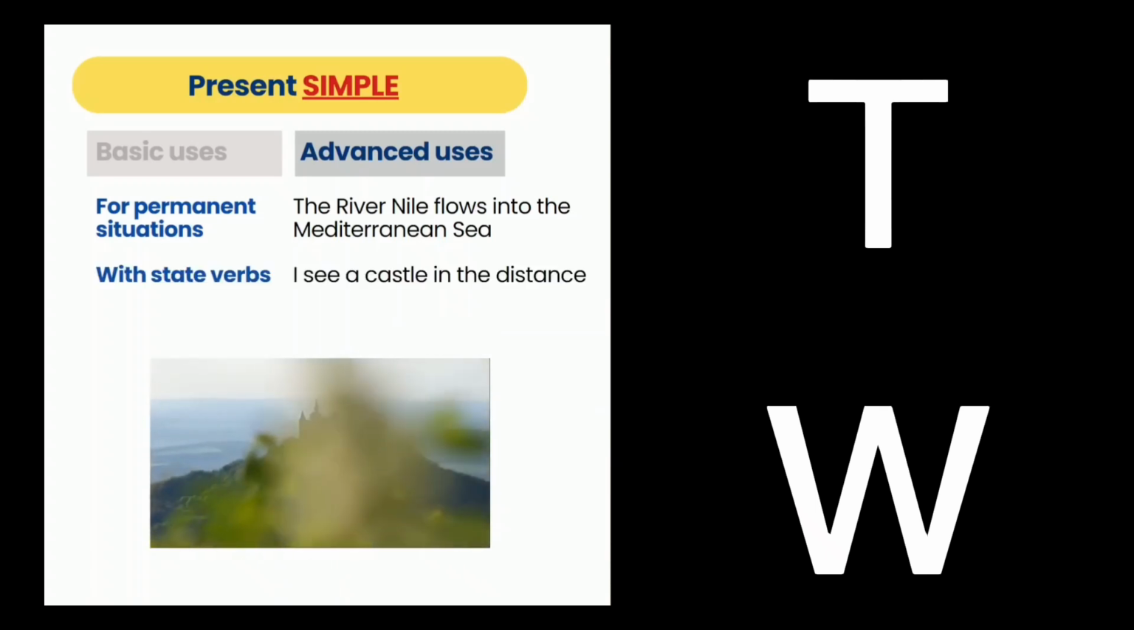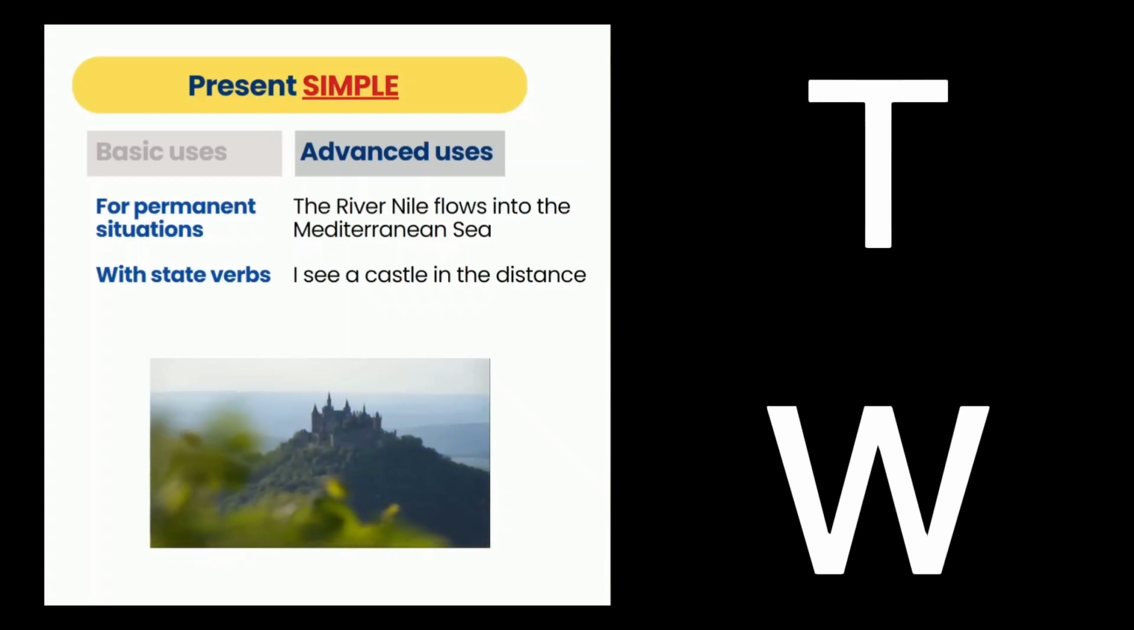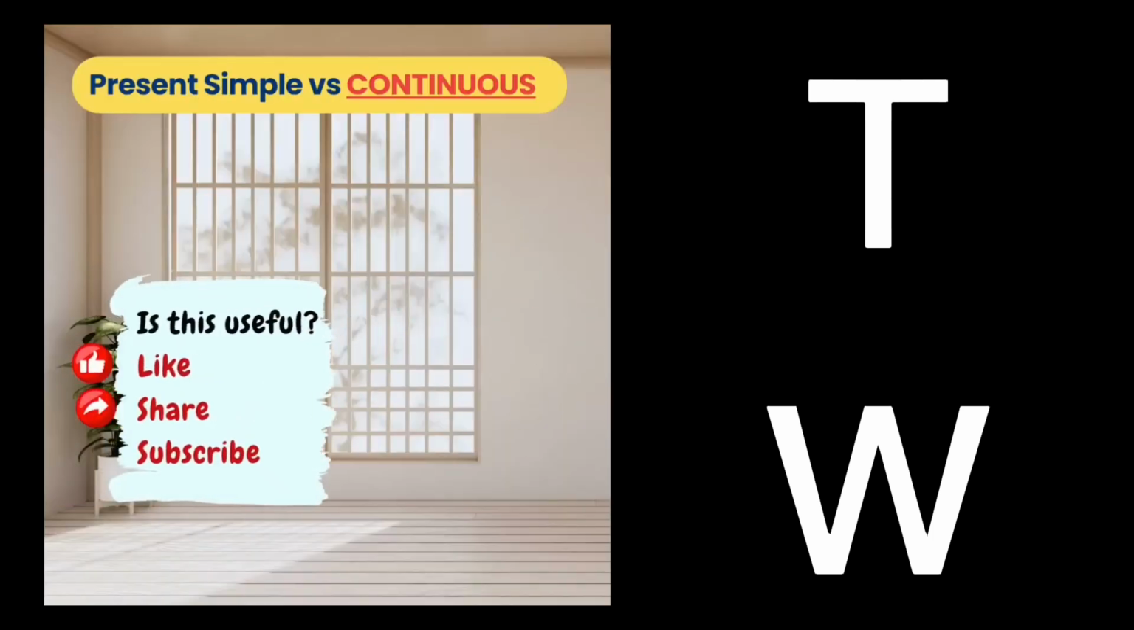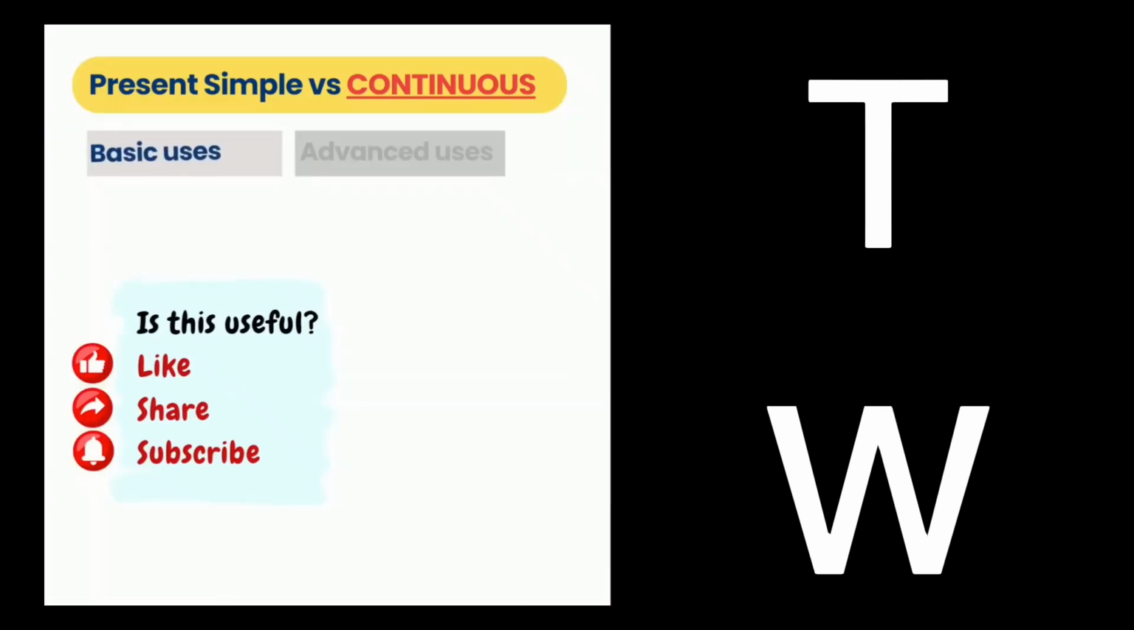And with state verbs, we use the present simple. For instance, in this video here, you can see a castle. If someone is looking from the position where the video is taken, they might say, I see a castle in the distance. Now let's move on to the present continuous. Starting again with the basic uses.